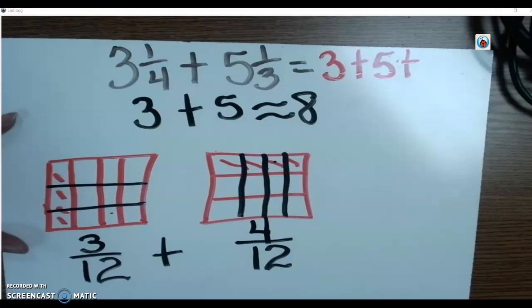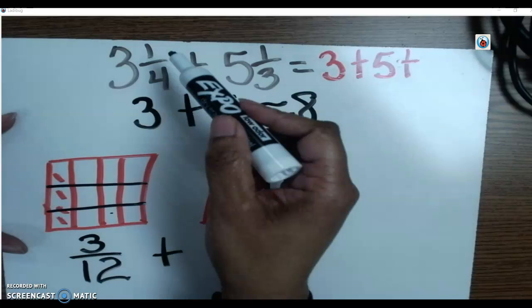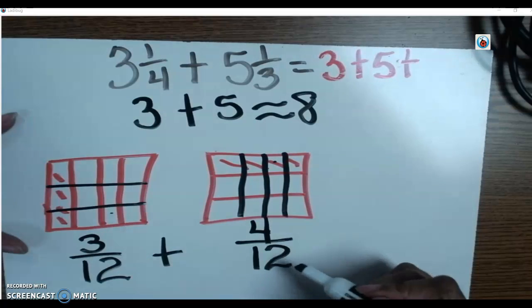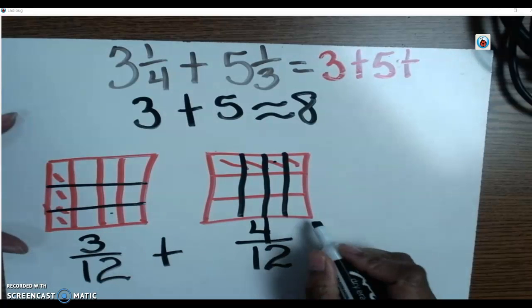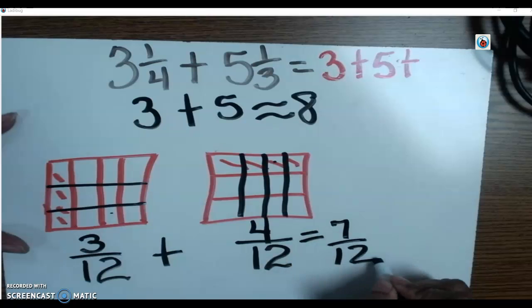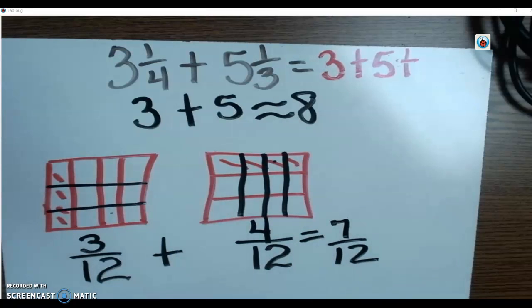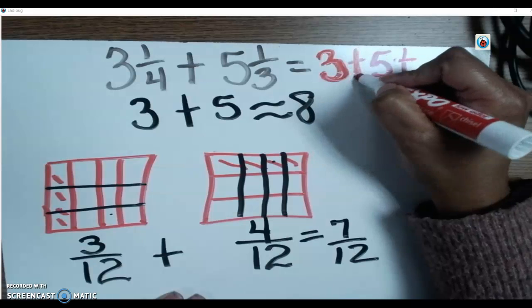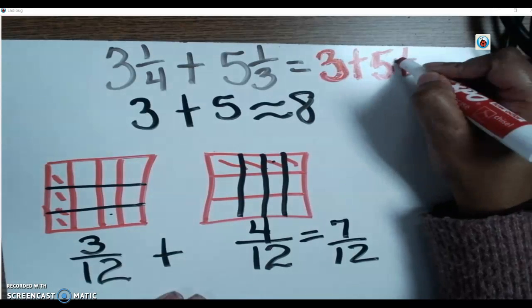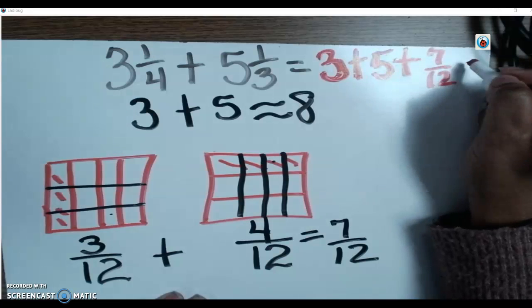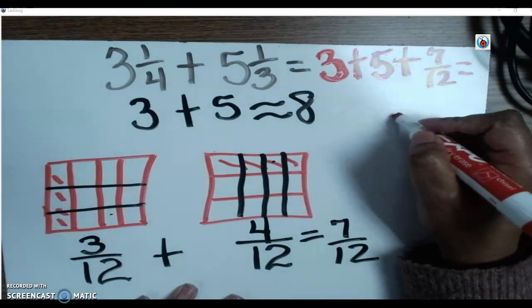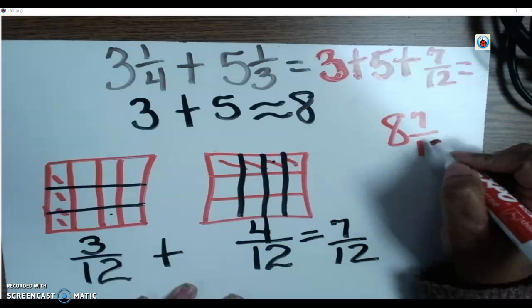Now, because the denominators are the same, I can add them together. So the equivalent of 1/4 is 3/12. The equivalent of 1/3 is 4/12. So 3/12 plus 4/12 equals 7/12. So I'm going to be adding 3 plus 5 plus 7 twelfths. Now I know 3 plus 5 equals 8, and 8 plus 7 twelfths is 8 and 7 twelfths.